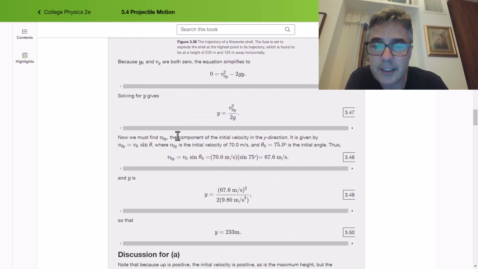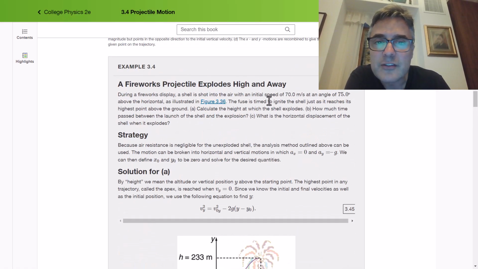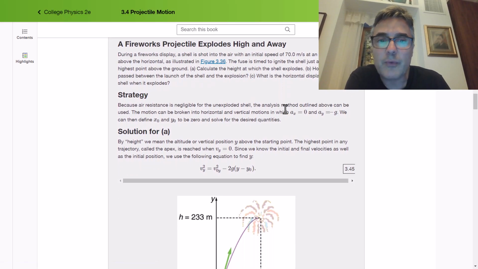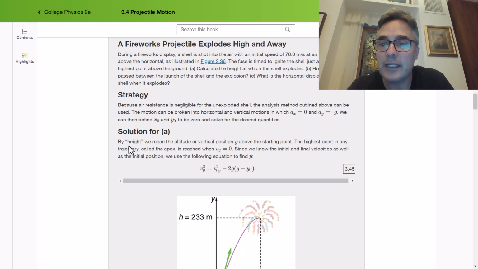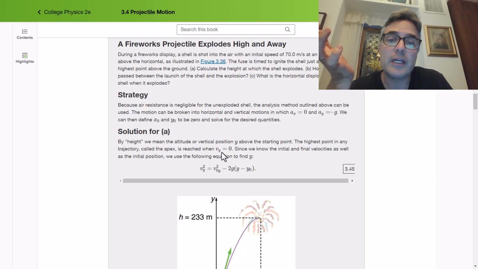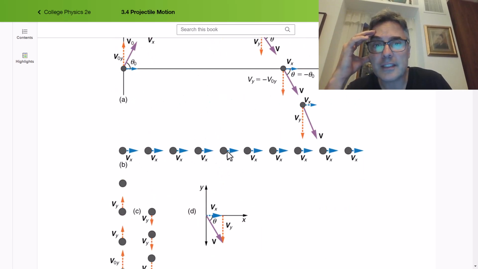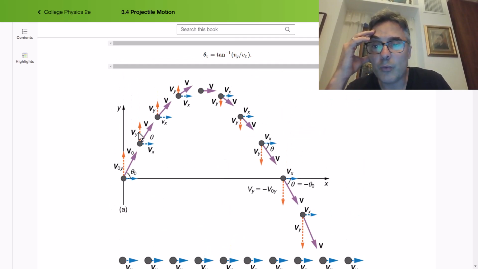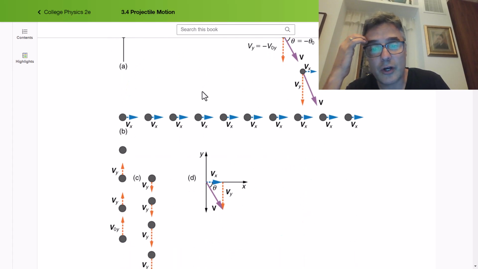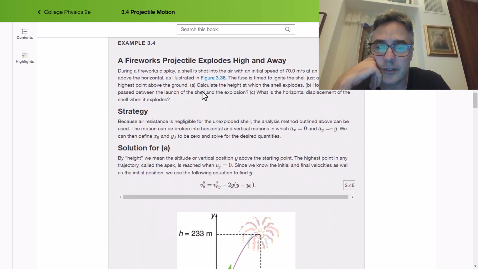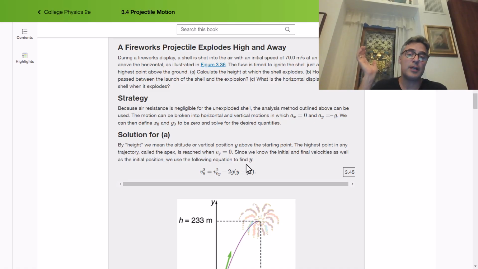There's this fireworks example. What are they asking you here? Calculate the height. They give you the initial speed and an angle. Calculate the height at which the shell explodes. The way you do that is you say the highest point in any trajectory, called the apex, is reached when Vy equals 0. That makes sense, right? If you think about this, the y component is positive for a while, then it's negative. So it's going up and then it's going down. When the y component of the velocity is 0, that's when you know it's at its highest point. So you can use one of those equations of constant acceleration and solve.